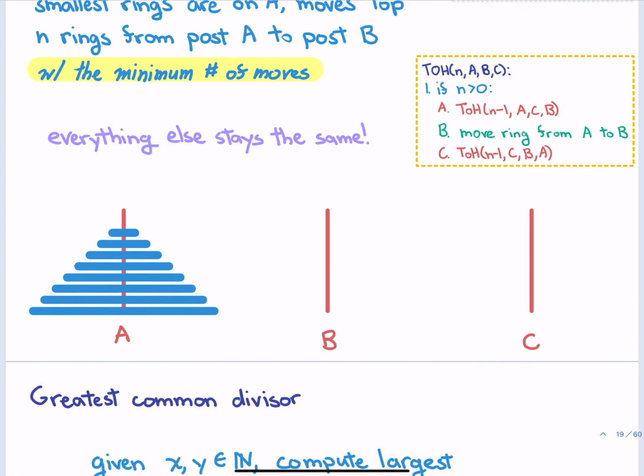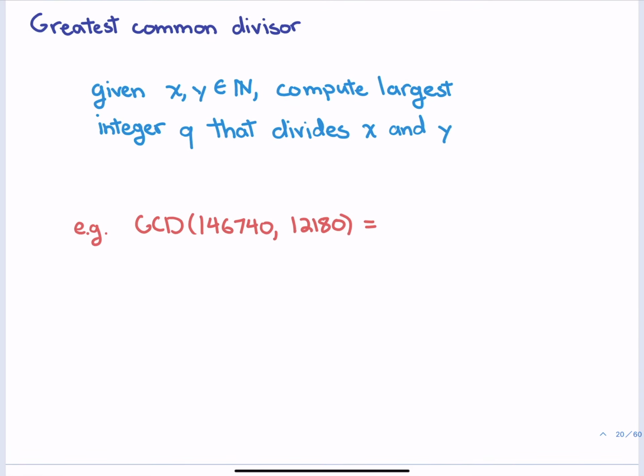All right. I have a couple more examples for us. Here's a very basic problem. I'm sure you all know it. It's computing the greatest common divisor. If I give you two integers, then you want to find the largest integer that divides both of those numbers. So does anyone know what the greatest common divisor is of 146,740 and 12,180, if I did my math right?